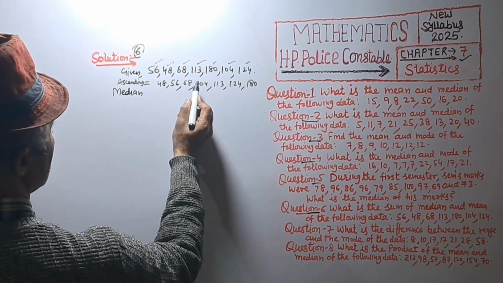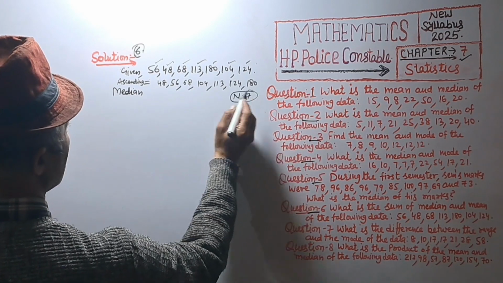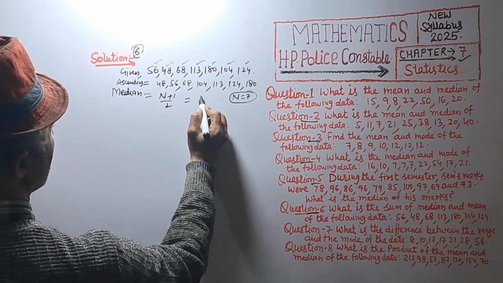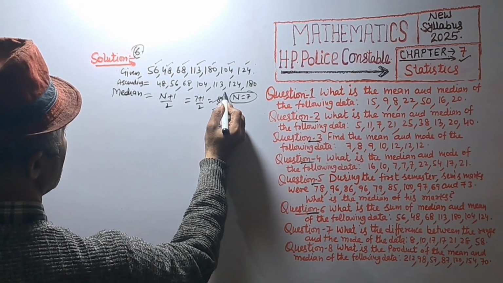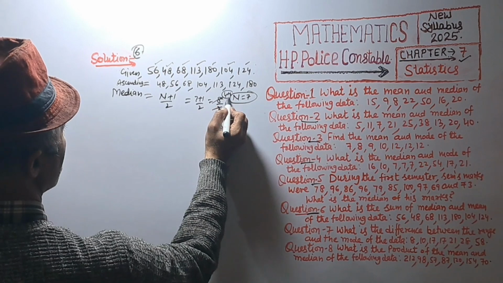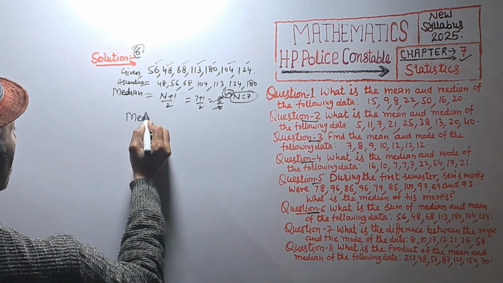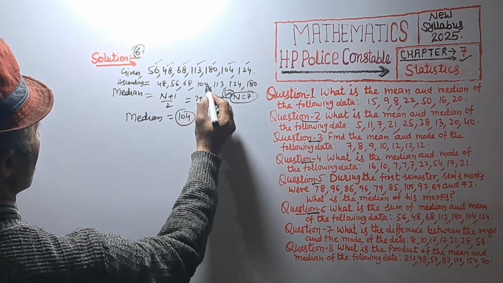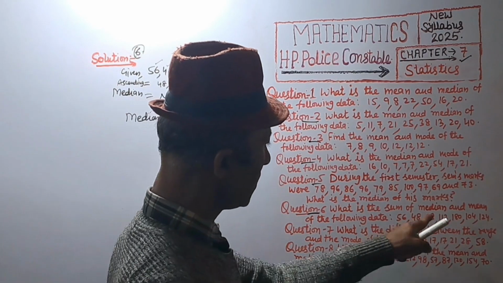So 1, 2, 3, 4, 5, 6, 7. n equal to 7, which is odd number. So median equal to n plus 1 upon 2. That is equal to 7 plus 1 upon 2 is 8 upon 2. 8 upon 2 is 4th term. 1, 2, 3, 4. So median we get 4th number is 104. And then we find mean.